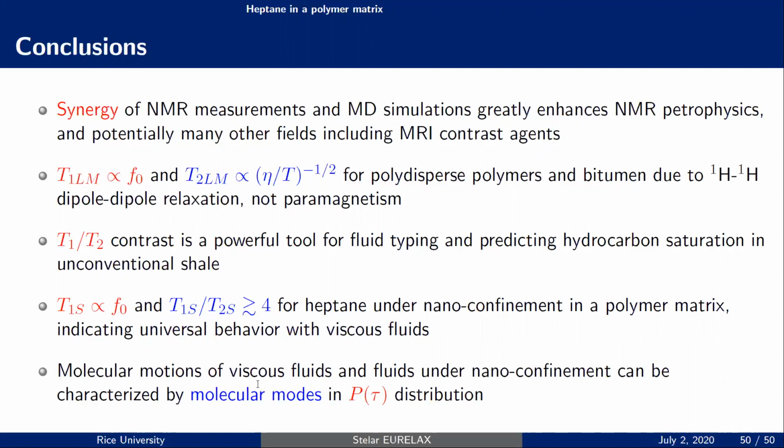And that universal behavior we're hoping to capture using molecular motions, basically characterizing the molecular modes of the underlying distribution in molecular correlation times, where the objective is to achieve a library of molecular modes for various fluids, viscous fluids, various fluids under confinement, and to be able to predict things that we cannot measure in the lab.